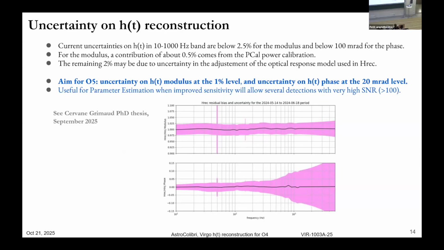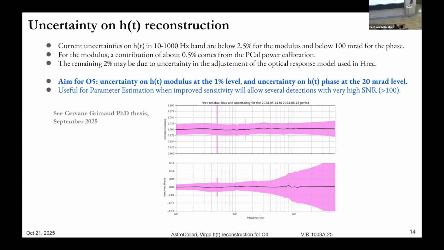You see here the purple band, which is showing this uncertainty around the dark line, which is showing the residual bias after online unbiasing. And so we have an uncertainty of about 2.5% on the modulus and below 100 milliradian for the phase.